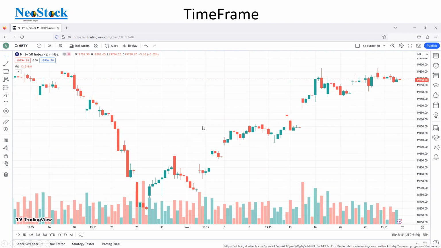Now the chart is changed to a 2-hour chart. Now all these candles are 2-hour chart candles. Every 2 hours the candles are changing. So this is how you can change different time frames within TradingView. By changing the time frames, you can draw the demand zones and supply zones.